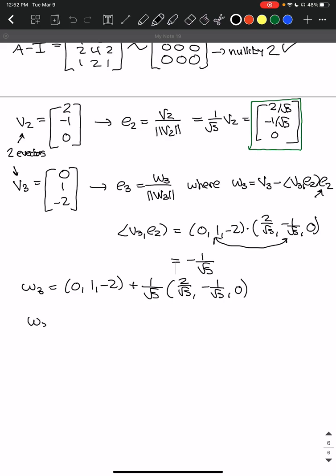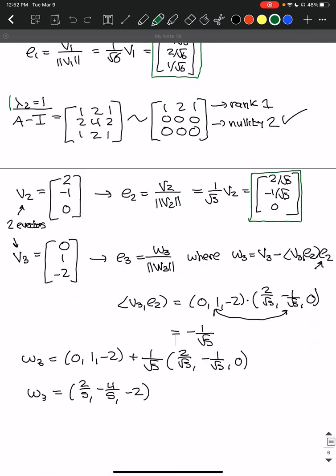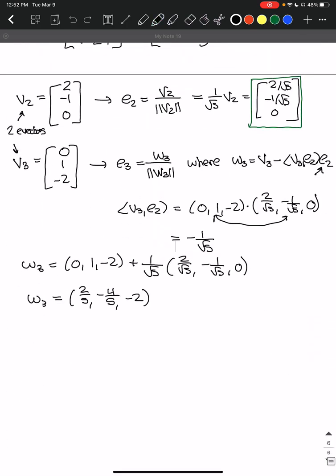So that means that W3 is equal to 2/5, and oh, sorry, this is a 1. Yeah, 1 minus 1/5 is minus 4/5. And then this minus 2 remains the same because of the 0 back here. Okay, so the math checks out here. And that's W3. The last thing we need to do is normalize it.